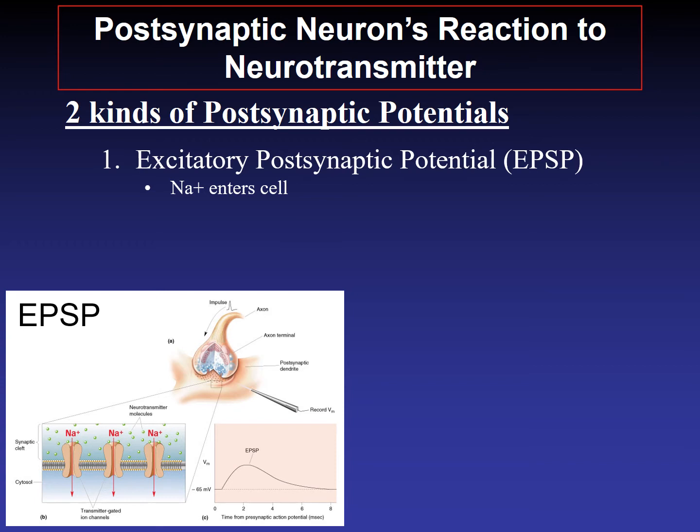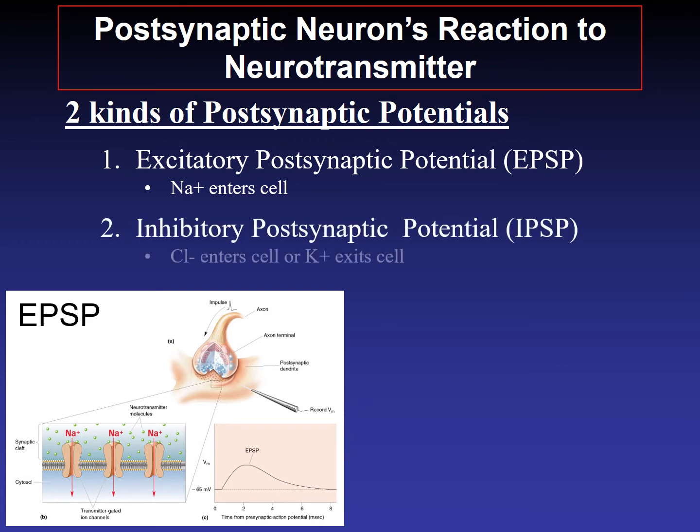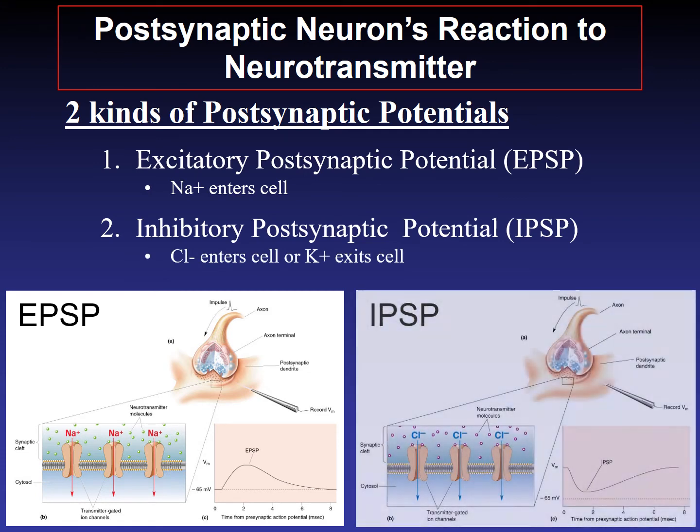And again, as we already know, if we open a sodium channel, sodium is going to follow both its concentration gradient and its voltage gradient from the outside of the cell to the inside of the cell. And if we're bringing positive charge into the cell, that means we're going more positive. And the other type of potential is an inhibitory postsynaptic potential. And this usually involves either chloride entering the cell through transmitter-gated chloride channels, or it involves potassium leaving the cell through transmitter-gated potassium channels. Now, let's look at the EPSP and the IPSP separately in more detail.